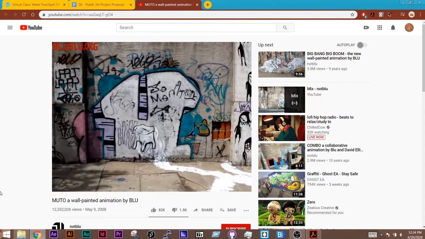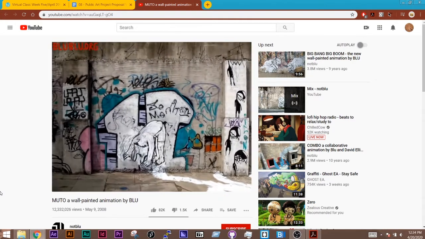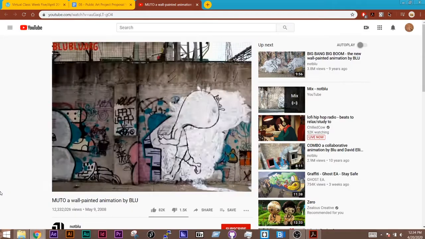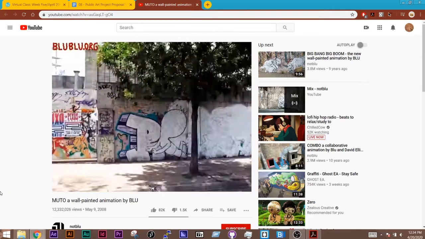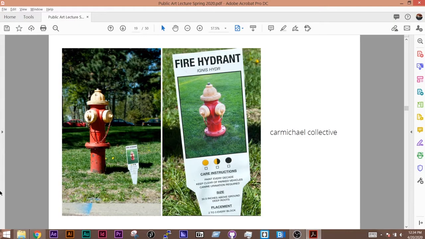But at the same time, it makes you think about the actual environment differently. It makes you think about what the role of graffiti is. In this piece by the Carmichael Collective, they come up with this idea of planter tags for everyday objects. We pass by a fire hydrant, but what is the sort of taxonomy behind it? What is the sort of playfulness that we can bring to our everyday life to draw attention to it, right?